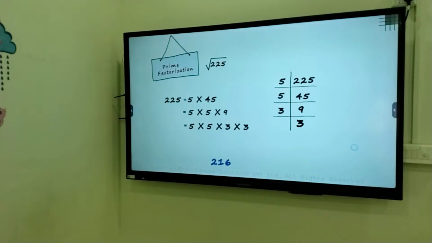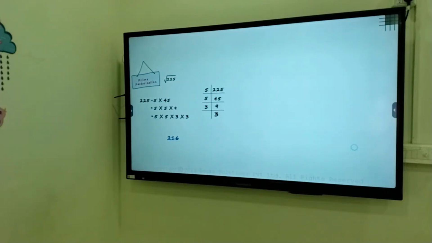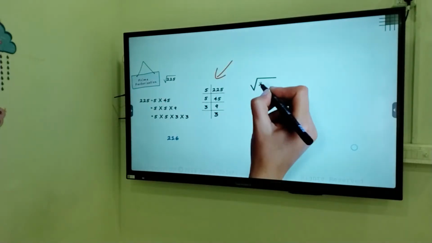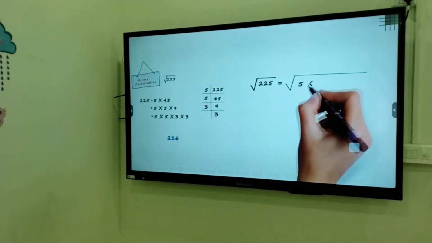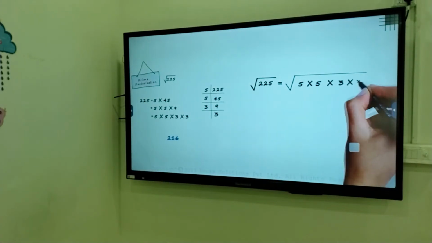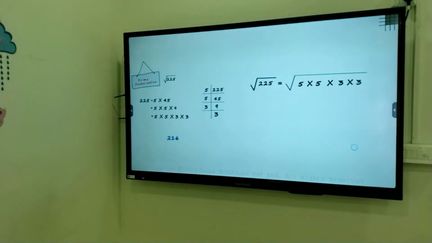By now, we should be fairly comfortable with prime factorization. But now we get into the most important point. How would this help us find the square root of 225? You will not believe how simple it is. We write this as the square root of 5 times 5 times 3 times 3. We have to make roots of two same numbers.